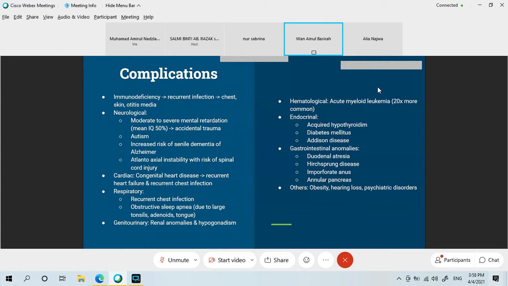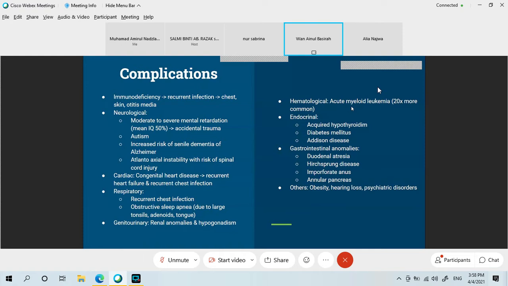then for the cardiac, congenital heart disease. For the respiratory, recurrent chest infection, obstructive sleep apnea due to the large tonsil, adenoids, and tongue. And then for the genitourinary, renal anomalies and hypogonadism. For the hematological, I read that acute myeloid leukemia and also ALL, acute lymphoblastic leukemia. Tapi acute myeloid leukemia ni 20 times more common.